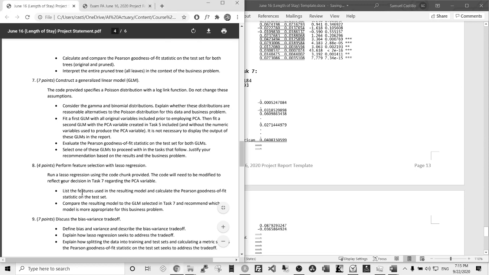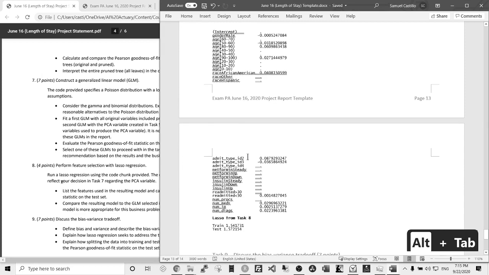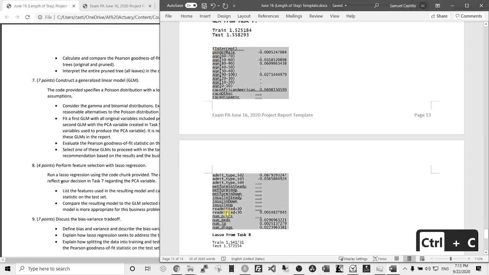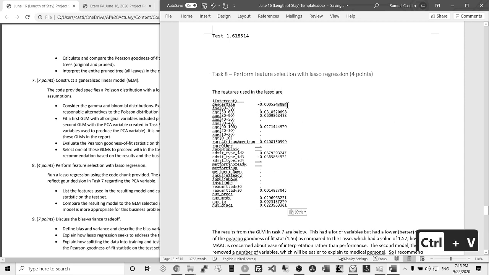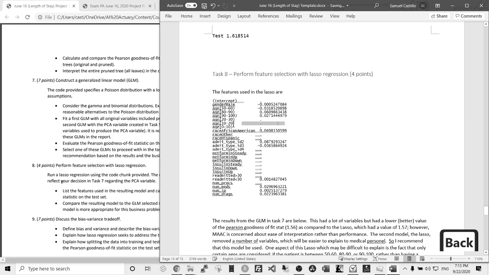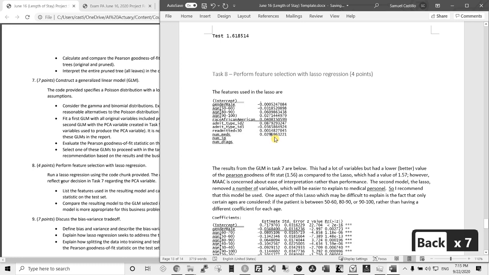So it's just asking, list the features used in the resulting model. Okay, so the features used in the resulting model are here. So to quickly get rid of the blanks, it might just be fastest to delete things rather than going into Excel. The features used in the lasso are, just delete this, this, this. Actually, it might have been faster if you had created a spreadsheet.